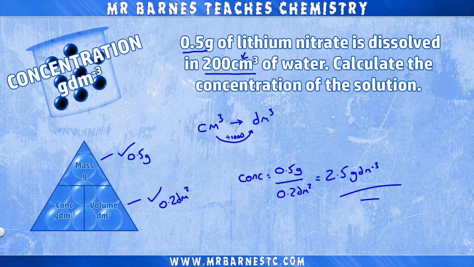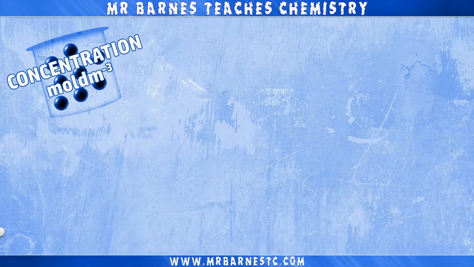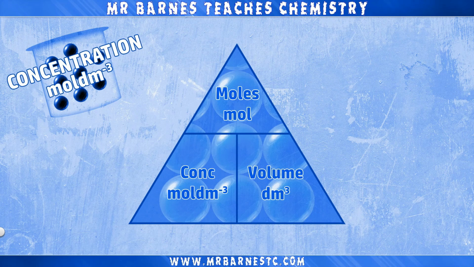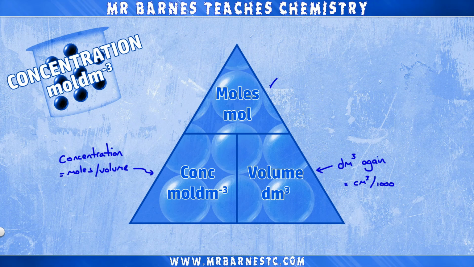On to the next section of this video then. To calculate the concentration in moles per decimeter cubed, you need to remember this triangle. It shows you that the concentration in moles per decimeter cubed is the moles, with the unit mol, divided by the volume in decimeters cubed. To convert centimeters cubed into decimeters cubed, don't forget you need to divide by 1,000.